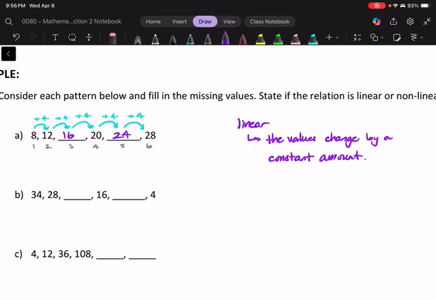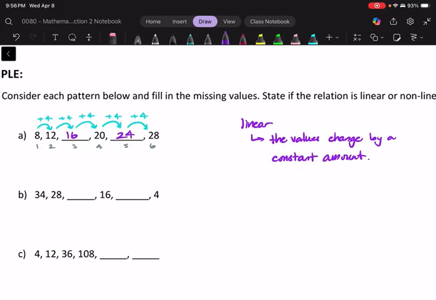Take a moment, do some pattern detection in these other two examples. See if you can figure out how we're getting from term to term. Maybe it's linear, maybe it's not. Suppose things, guess things, try them out, test them out. See what happens, and then draw a conclusion. Is it linear or is it not? Spend a solid 3 minutes. Pause this video, give it a try, and then resume.